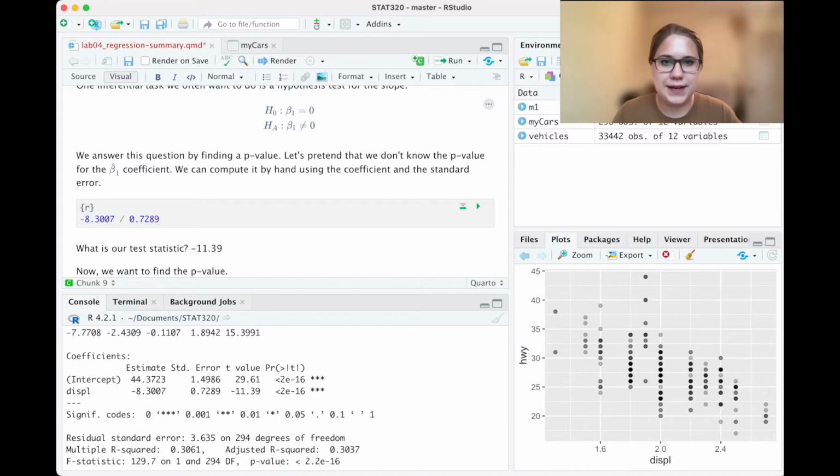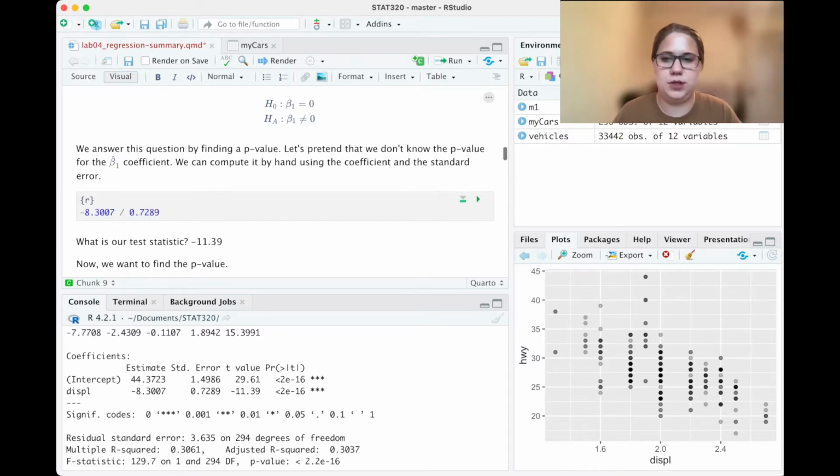So one of the facts that I have memorized about the normal distribution is that if a test statistic is more than plus or minus 1.96, it's going to be significant. And so is negative 11.39 more extreme than plus or minus 1.96? Yes, it is, way out in the tails. So if we were doing this with the normal distribution, we'd expect to see a significant p-value. So I'm kind of expecting that with my t-distribution.